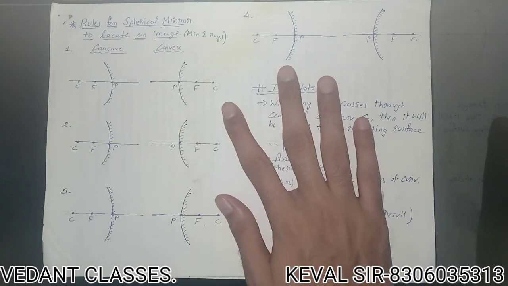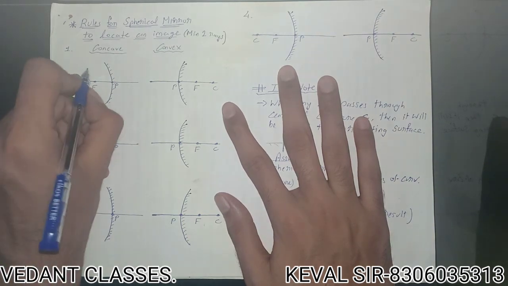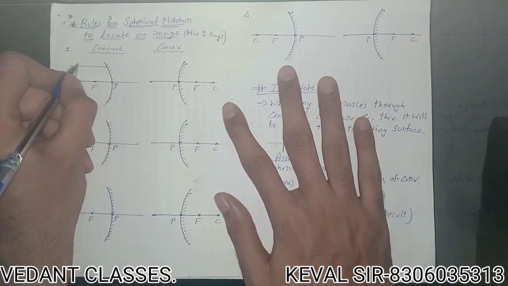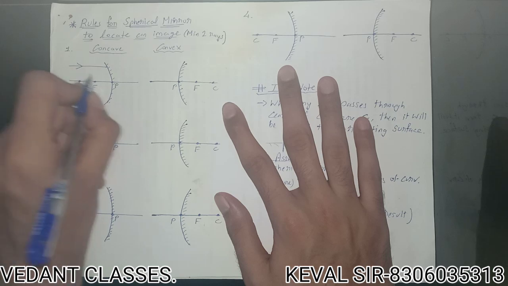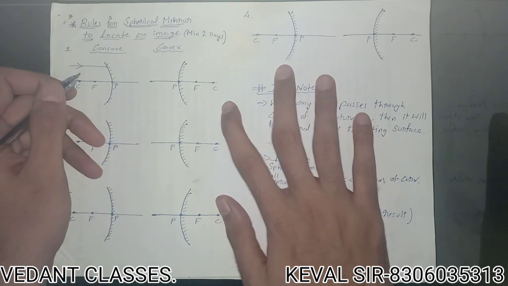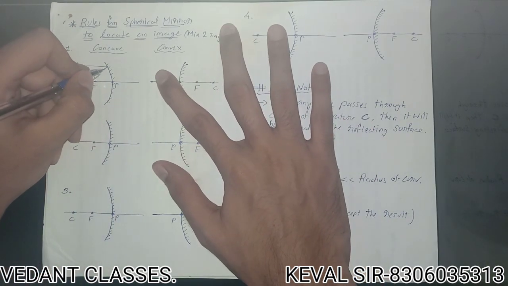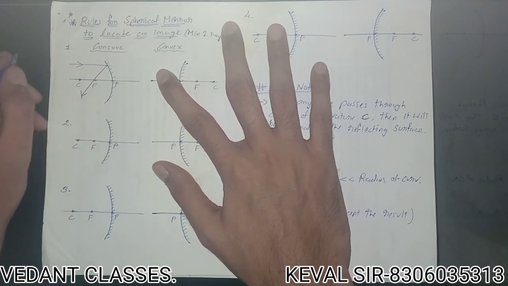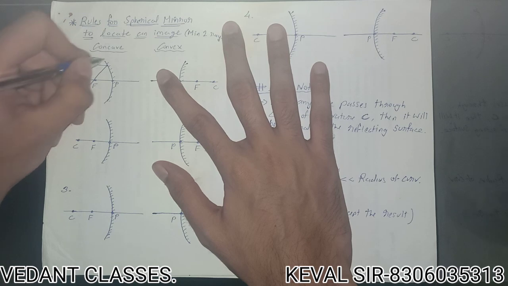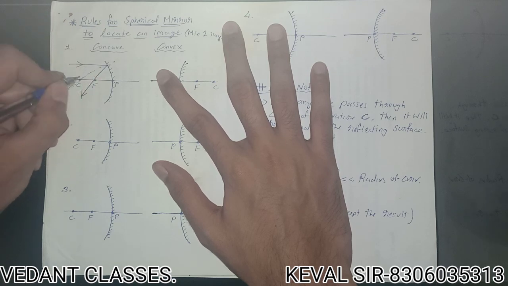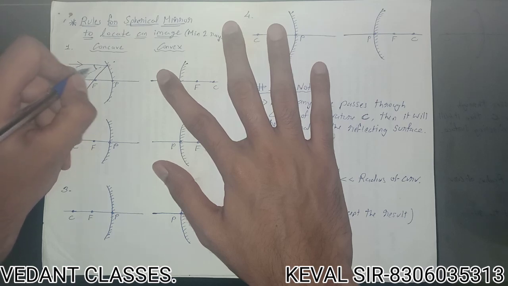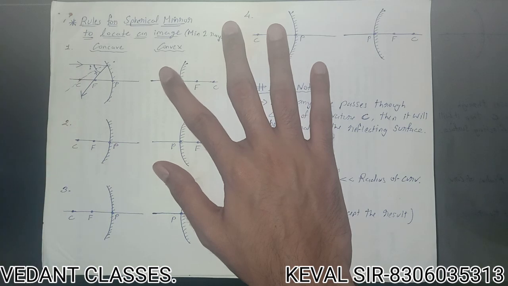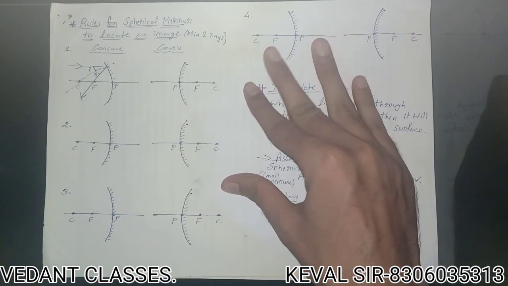Okay, so in the first case, one needs to consider the parallel incident ray, that is parallel to the principal axis. Then it will pass through the focus. The parallel incident ray will pass through focus. Now you can see that when you consider the imaginary line which is passing through C, it will form an I, and here it will be R. So laws of reflection is followed in this case.